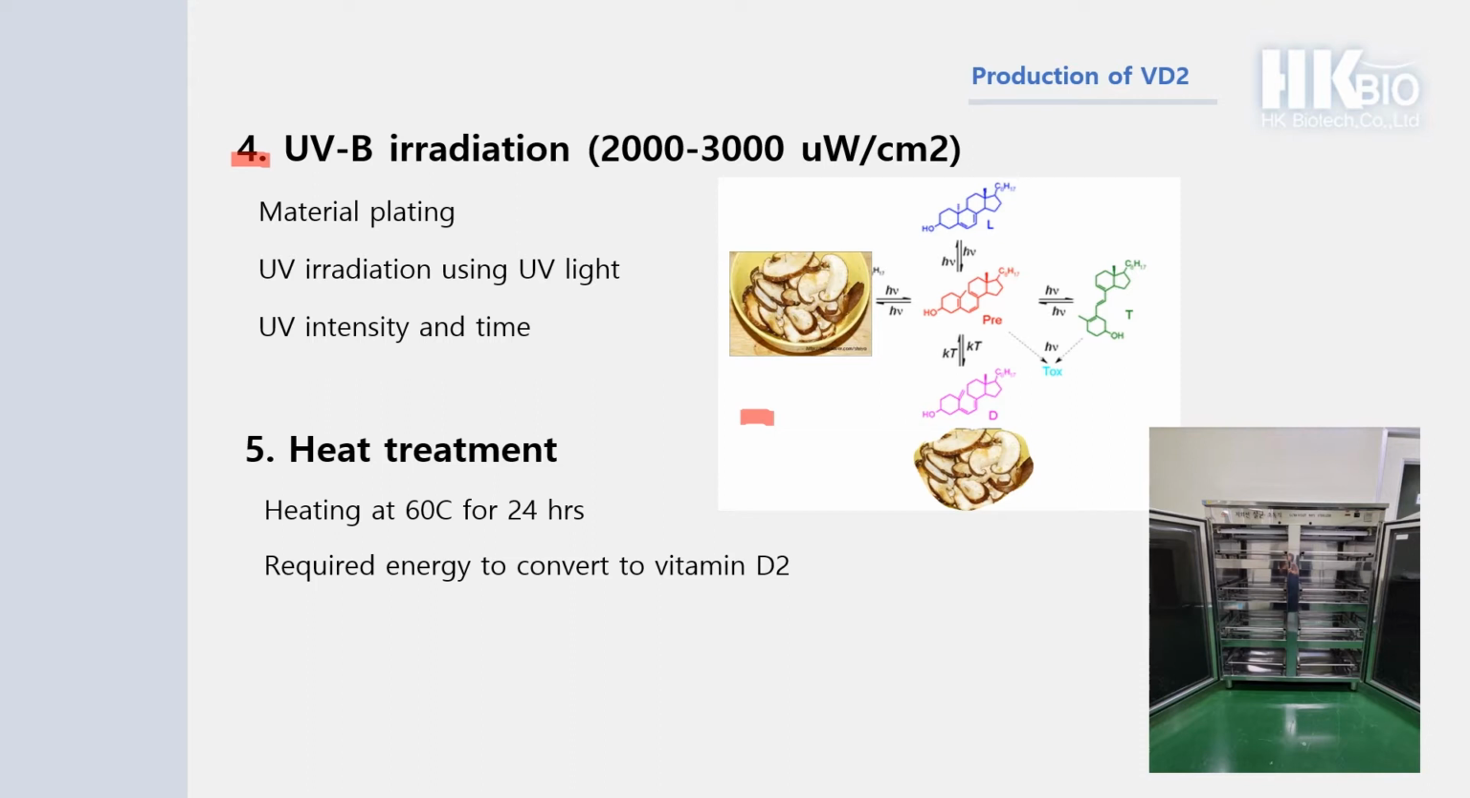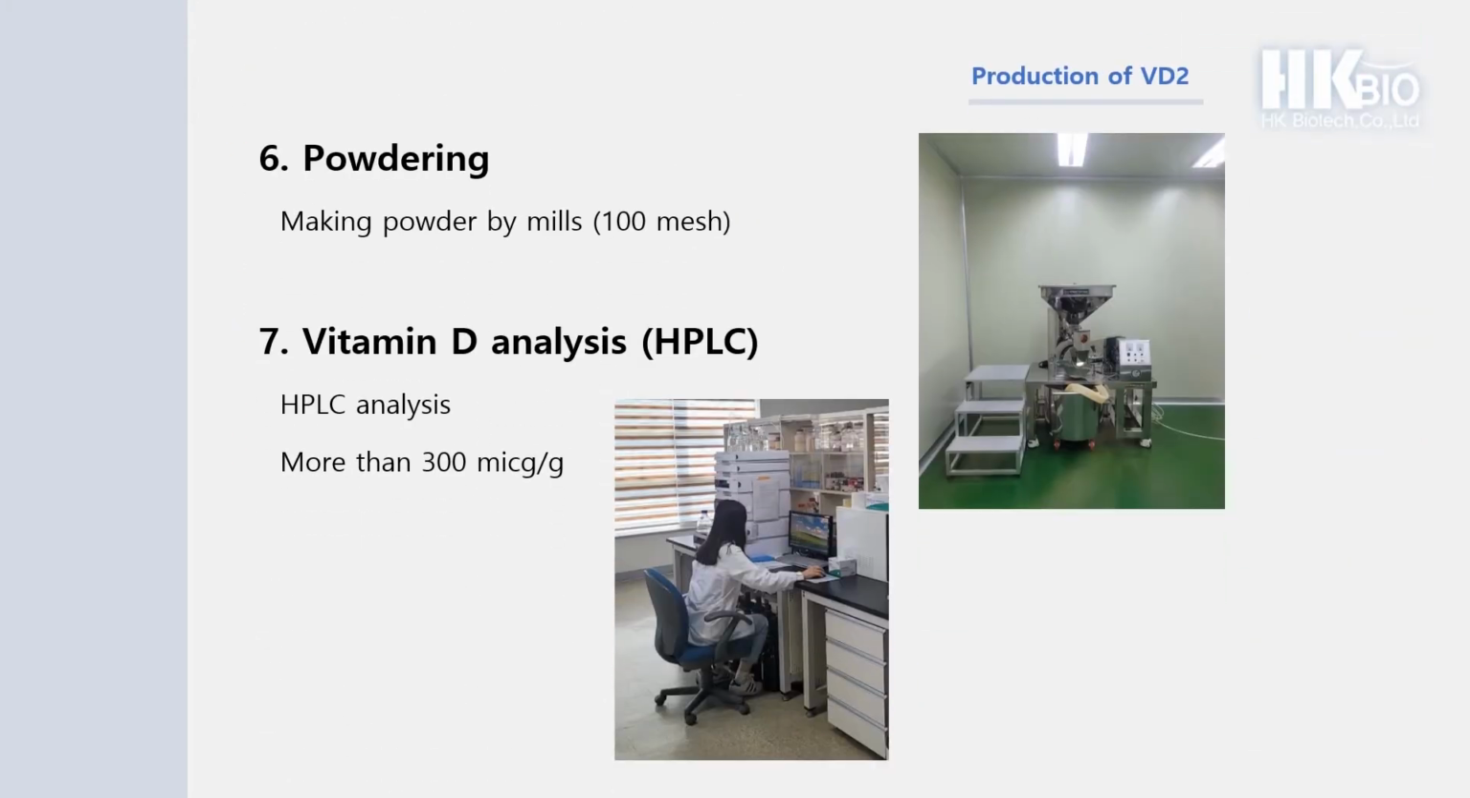After this process, it must be heat treated. This step is to produce the maximum vitamin D2 content. We process 24 hours at 60 degrees C. Next step is making the heated samples into powders using mills. And then vitamin D2 content in the powder samples is analyzed by HPLC. We got more than 300 micrograms per gram. It is higher vitamin D2 content than other companies' products.